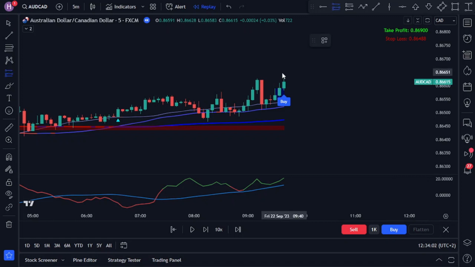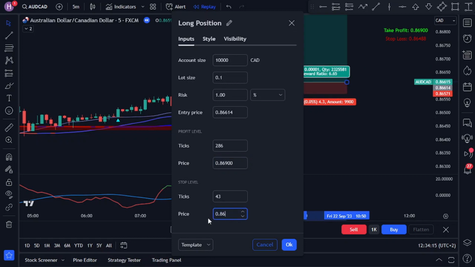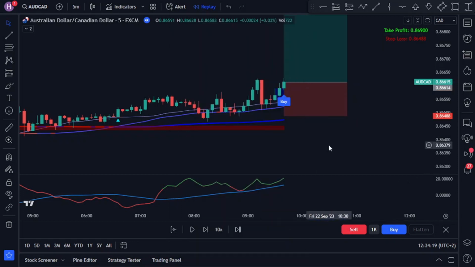Now, once the candle has closed, we can enter our buy trade. And for the buy position, I'm going to use the stop loss and take profit given by the indicator. Of course, you are free to use these stop loss and take profit levels as suggestions, or you can even tweak them to fit your own unique trading approach.